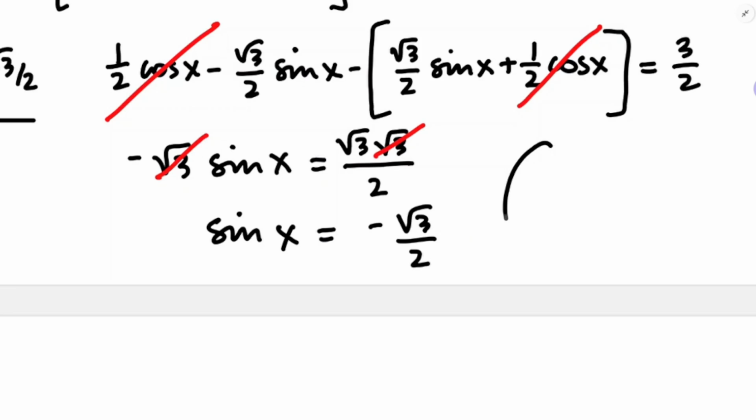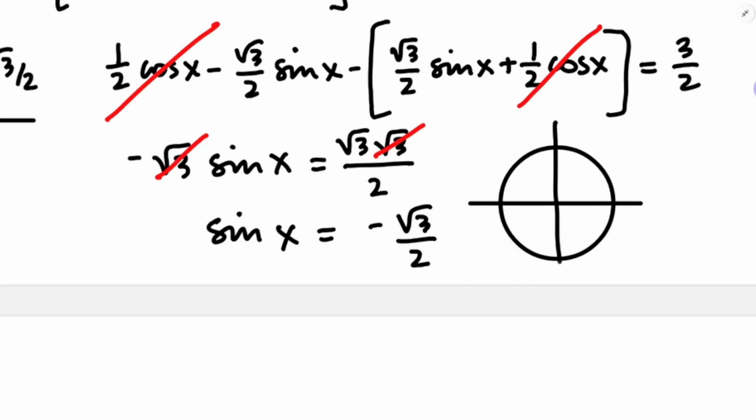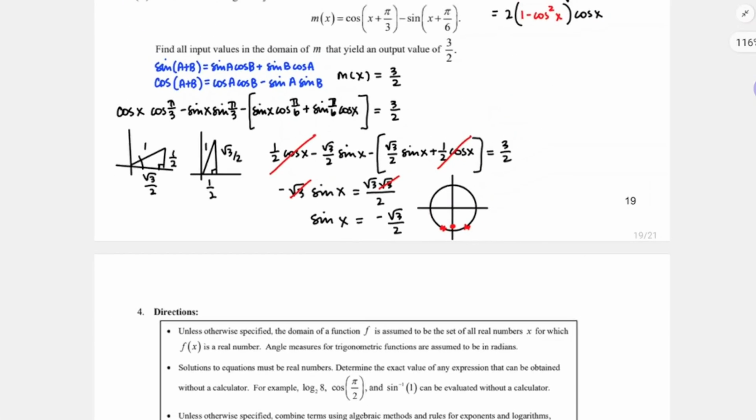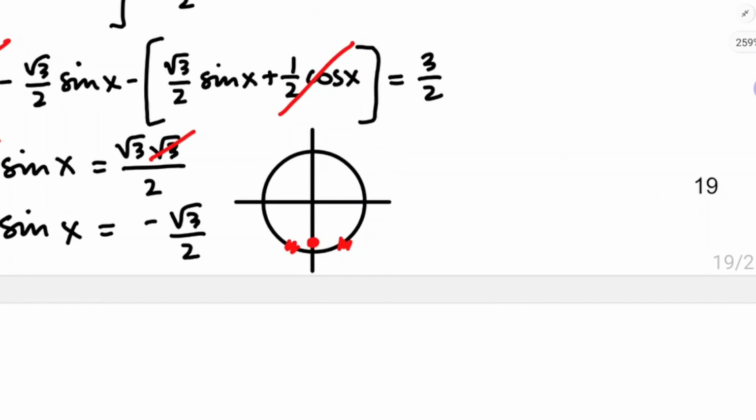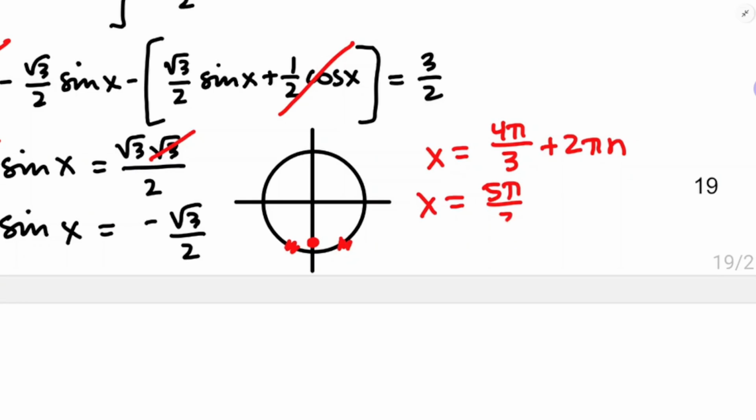And now that I've got it this far, I can get myself a unit circle and consult with it. That's just not looking like an x-axis. There we go. And say, all right, where is sine equaling negative root 3 over 2? Down here, which is going to be this one and that one, 4 pi over 3 and 5 pi over 3. Did it ask for everything in the domain of m? Yeah, so it'll be that and anything coterminal to that. So x equals 4 pi over 3 plus 2 pi n, where n is an integer, and x equals 5 pi over 3 plus 2 pi n, where n is an integer.